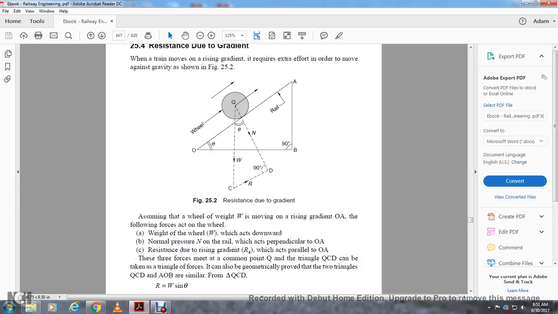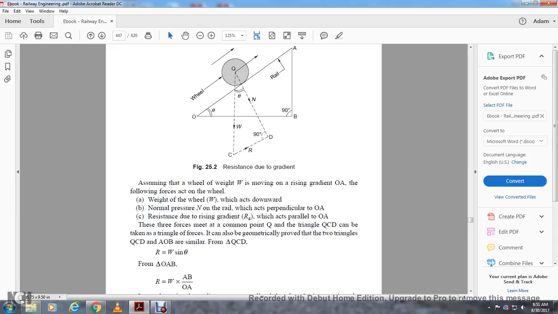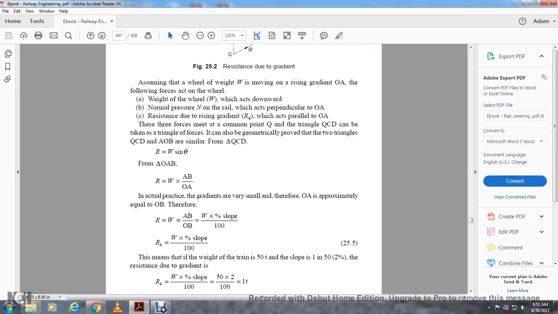The triangle of forces can also be geometrically proven with the two triangles QCD and AOB being similar. From triangle QCD, R is equal to W sin of angle θ, and from triangle OAB, R equals W times AB over OA. In actual practice, if the gradient is very small, OA is approximately equal to OB. Therefore, R is equal to W times AB over OB, which equals W times the percentage slope over 100.